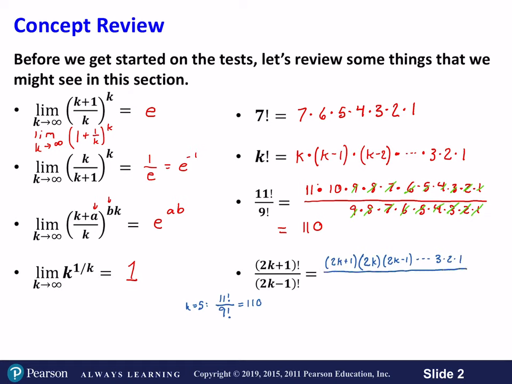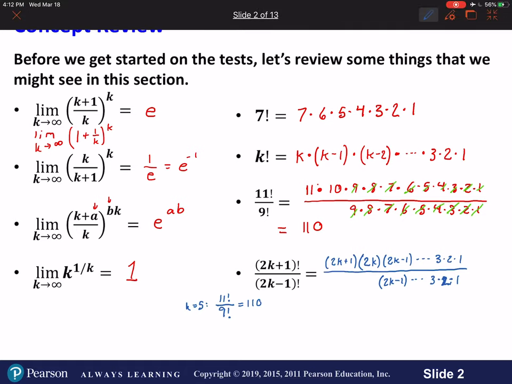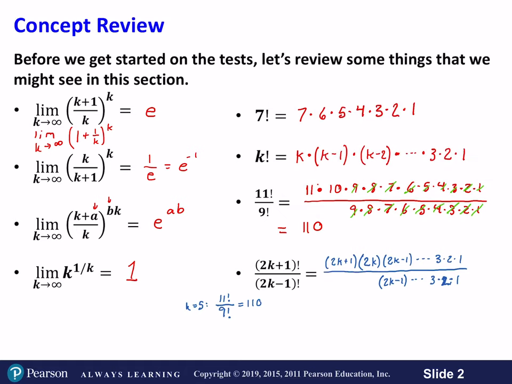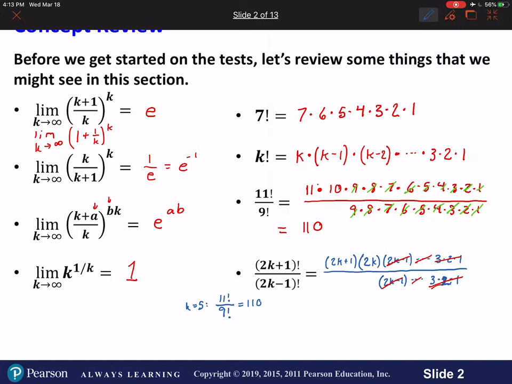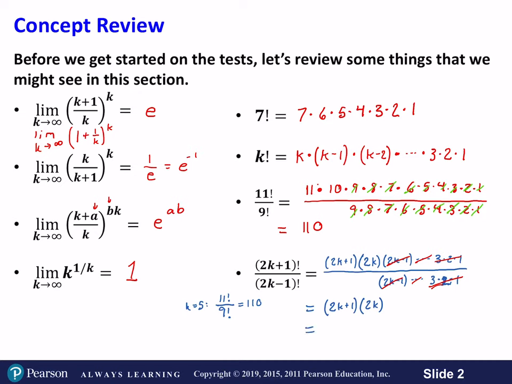On the bottom, 2k minus 1 factorial is just 2k minus 1 times all the numbers smaller than it, times 3, times 2, times 1. And as you might notice here, a lot of things cancel again. 2k minus 1, all of these interior things, and 3, 2, and 1. That all cancels. And so we're just left with 2k plus 1 times 2k. And if we wanted to distribute this out, we would get 4k squared plus 2k.